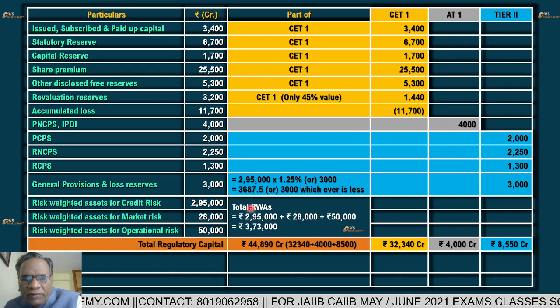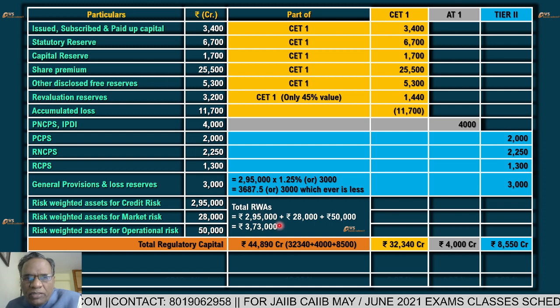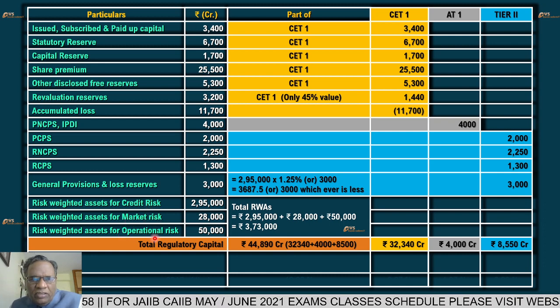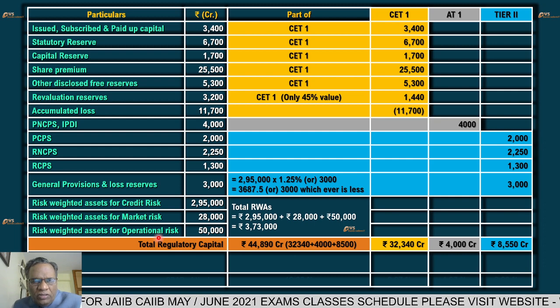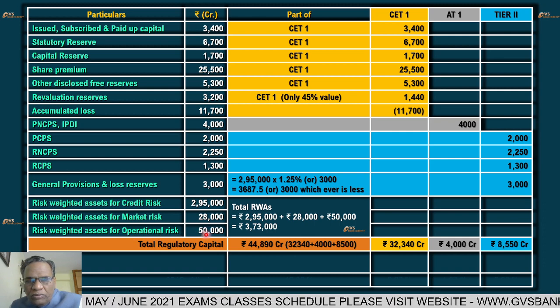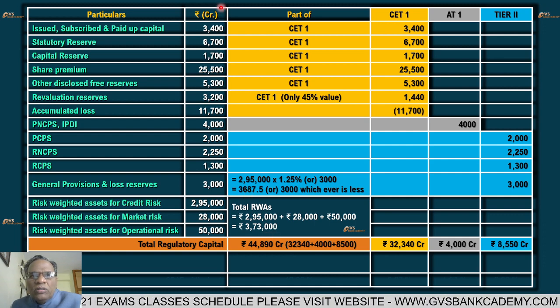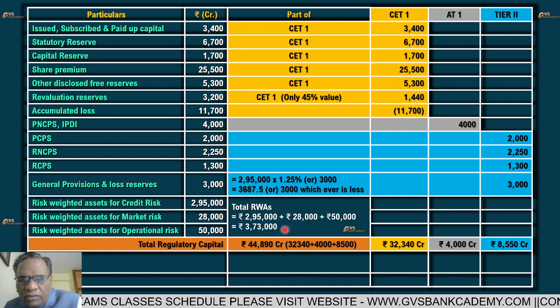Now total risk weighted assets of the bank as on 31st March. Credit risk weighted assets 2,95,000 crores. Market risk weighted assets 28,000 crores. Credit risk means advances. Market risk means treasury investments. Operational risk means system hacking, frauds, non-compliances, human intervention frauds. All these things will come under operational risk: 50,000 crores. So total risk weighted assets of the bank as on 31st March is 3,73,000 crores. This is also in crores, 3,73,000 crores.